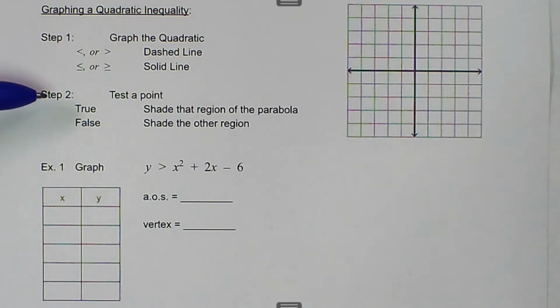And then after we have it graphed, we need to check a point. If it's true, shade the region that contains the point. If it's false, shade the other region. And we'll get an example of that.